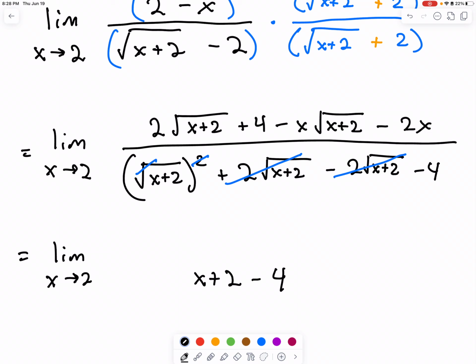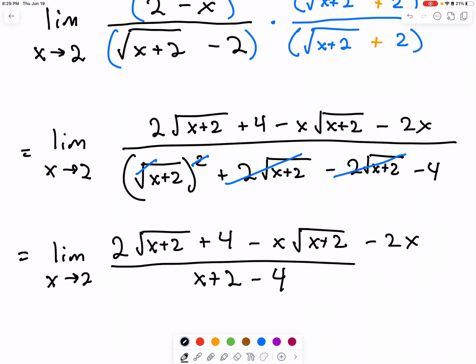I think I'm just going to leave it the way it is for the time being. If I factor that out, it's going to be 2 minus x times that, but I'm going to leave it the way it is for now. So we have this 2 square root of x plus 2, this 4, negative x square root of x plus 2. We probably could have left it the way it was in the above line, but I'm going to leave it like this for now. The whole point of this is that we get the square root out of the denominator.